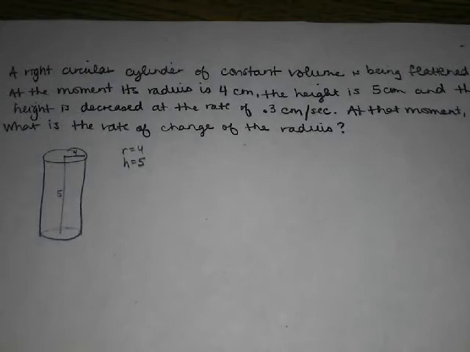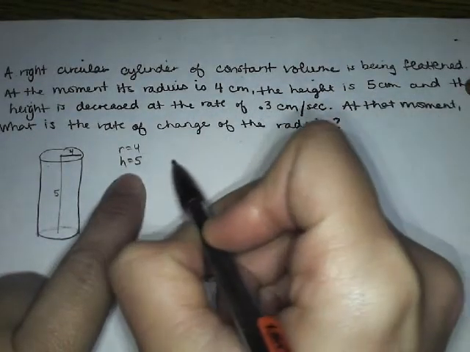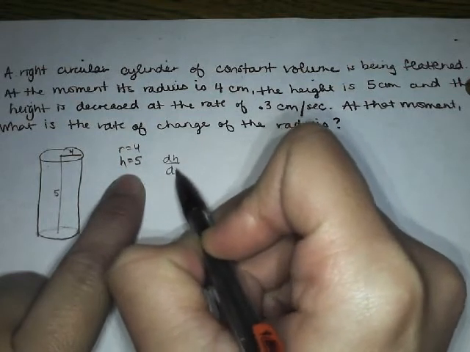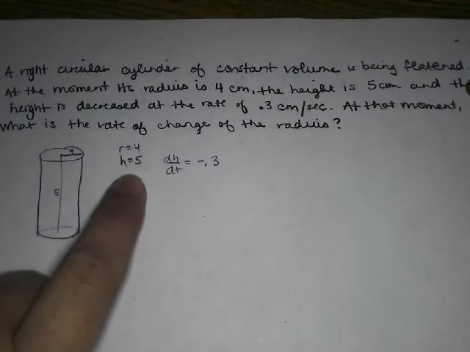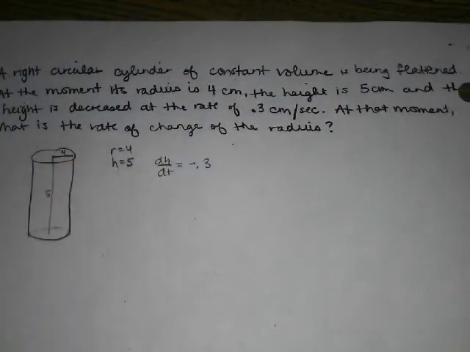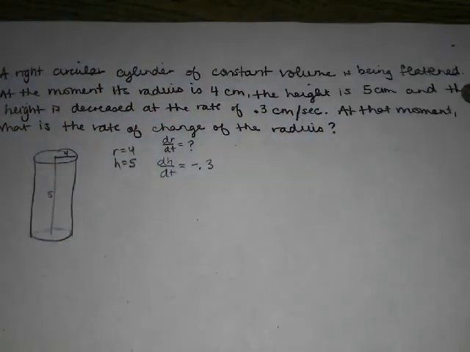As we push it down, the height's going to shrink, and the radius is going to expand. And the height is decreasing at a rate of 0.3, so dH dt is negative 0.3. At that moment, what is the rate of change of the radius? So we are looking for dr dt. So what's our formula here? The volume formula for a cylinder is pi r squared h.